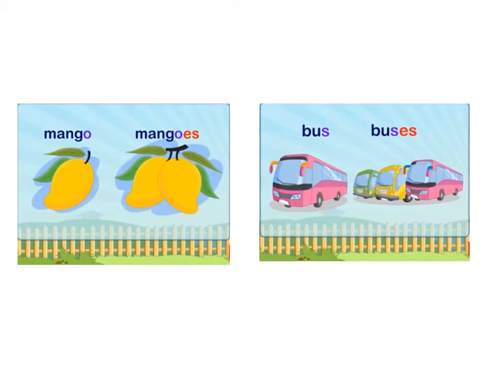Now see again the new example. Mango. The word ends with o. So the plural of mango is mangoes, M-A-N-G-O-E-S. The word that ends with o, I am going to add es to write in the plural form.